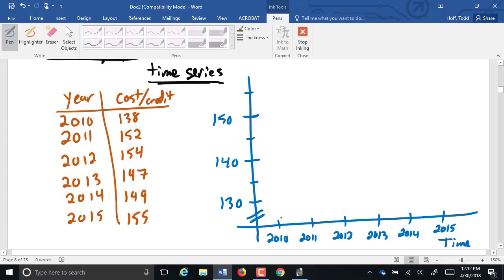So in 2010, we were at 138, somewhere in there. 2011, we jumped to 152. 2012, 154. 2013, oops, I gotta move that over just a touch. There. 2013, we dropped to 147. 2014, 149. In 2015, back up to 155. So we connect these.